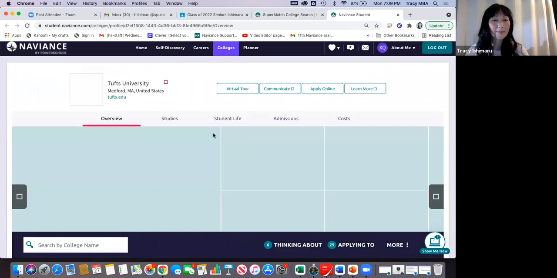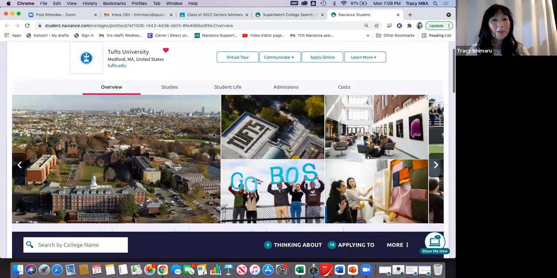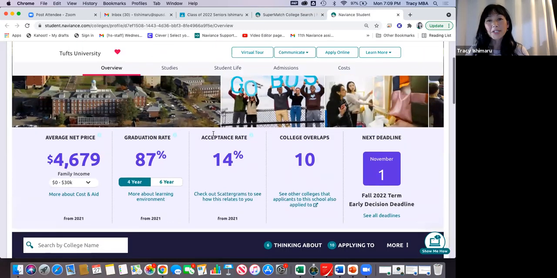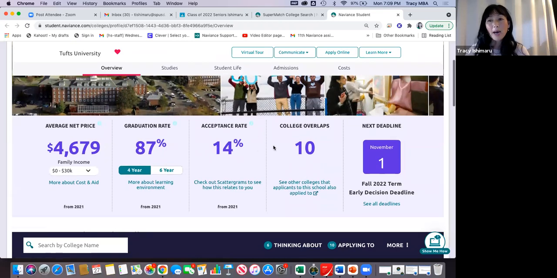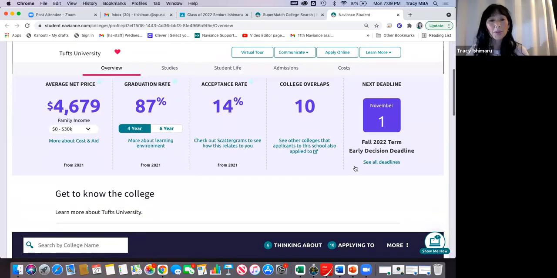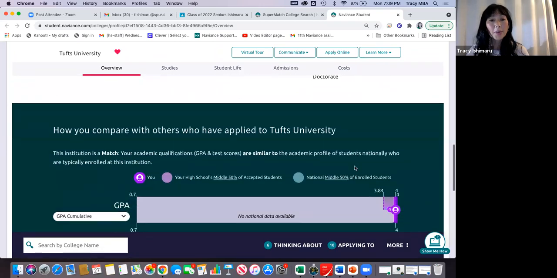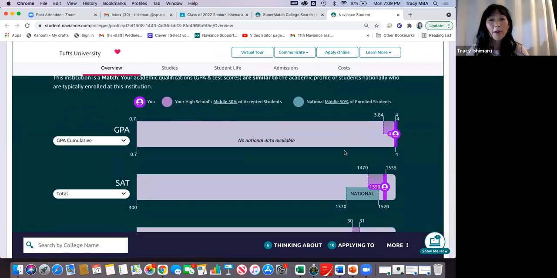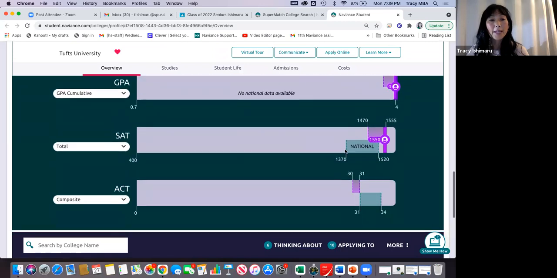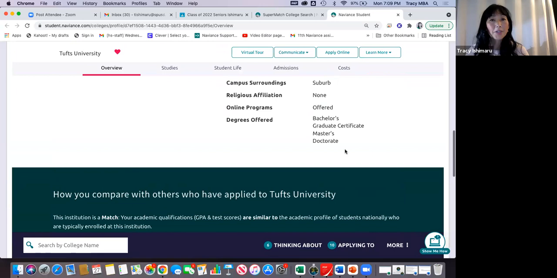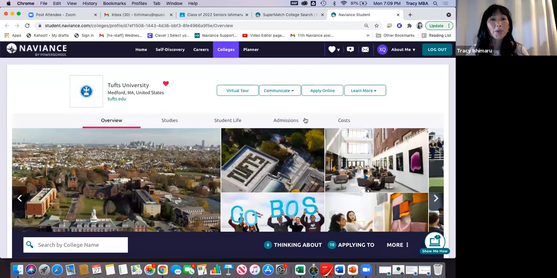There it goes. It will tell a little bit about the overview, the average net price of the school, the graduation rate, acceptance rate, and when the deadline is for that student. They get to know a little about the information of that school, and how they compare in terms of the GPA, the SAT, and the ACT. So that's just one example of a way a student might be able to look for a college.